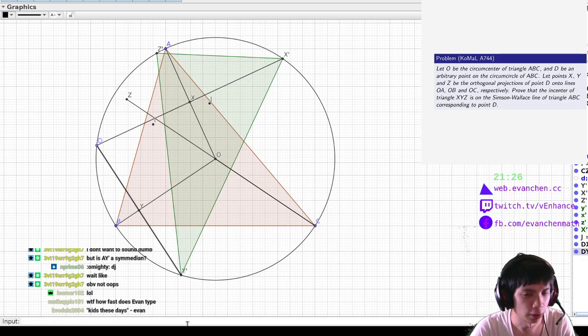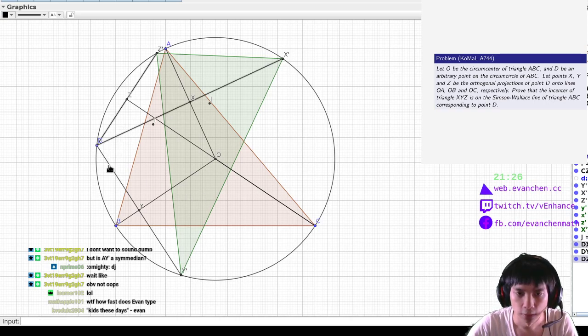How fast does Evan type? Apparently only about 100 words per minute. Not as fast as you would expect.